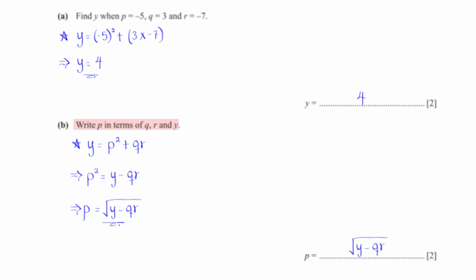Write P in terms of Q, R, and Y. So Y is equal to P squared plus QR. And since we want to make P the subject, we need to move QR to the other side of the equation. And since it is adding, when it goes to the other side, it goes to subtract QR. When we take square root of both sides, we have P is equal to square root of Y minus QR.